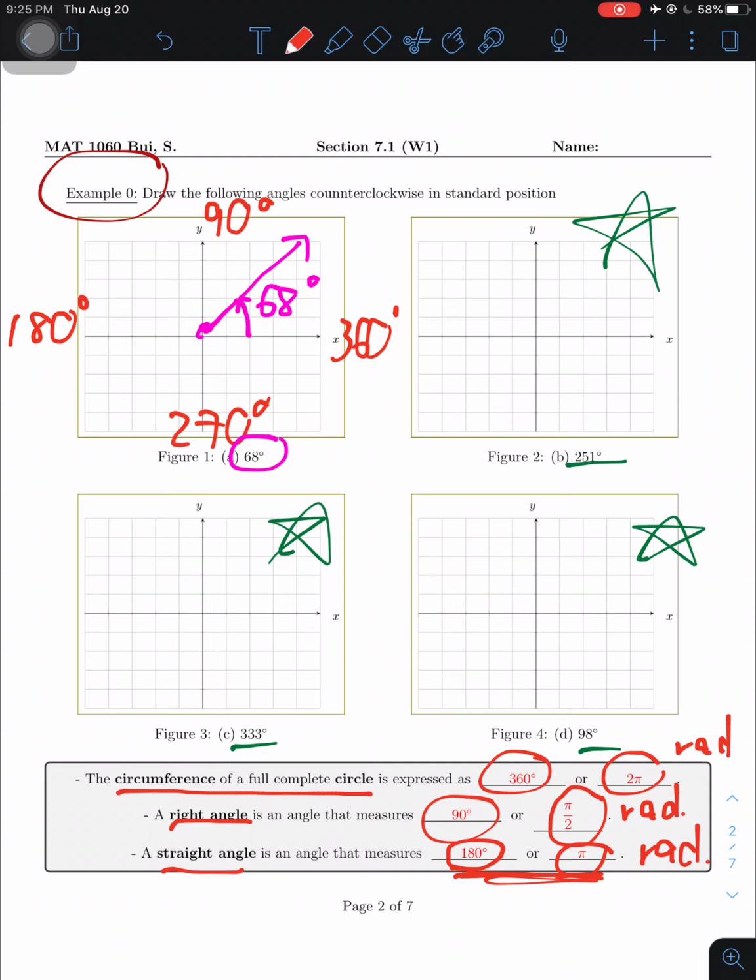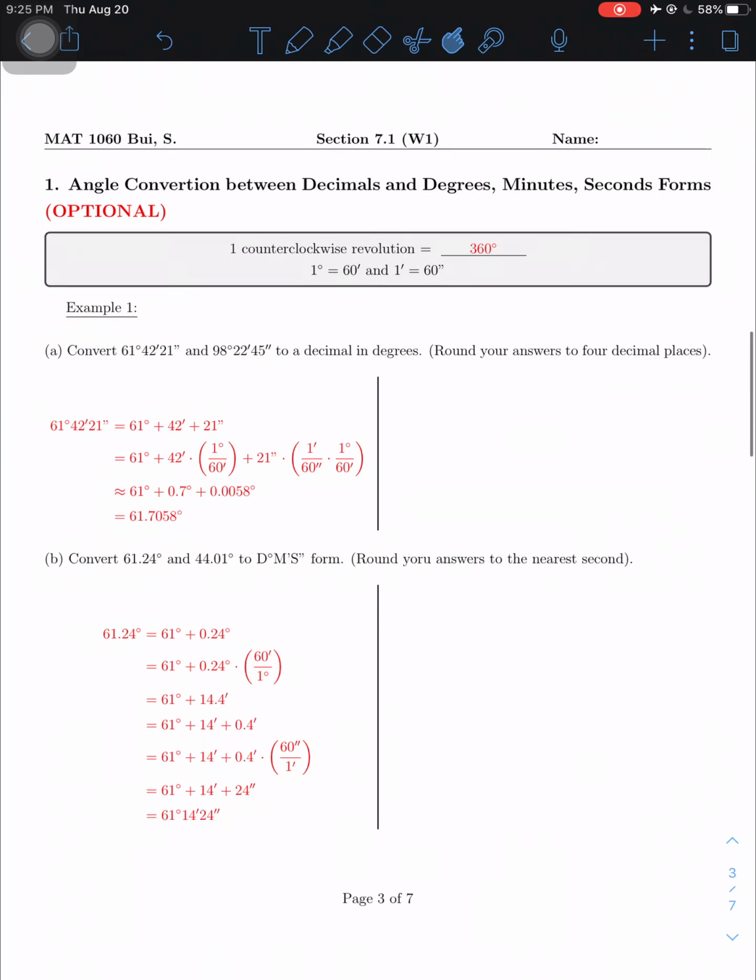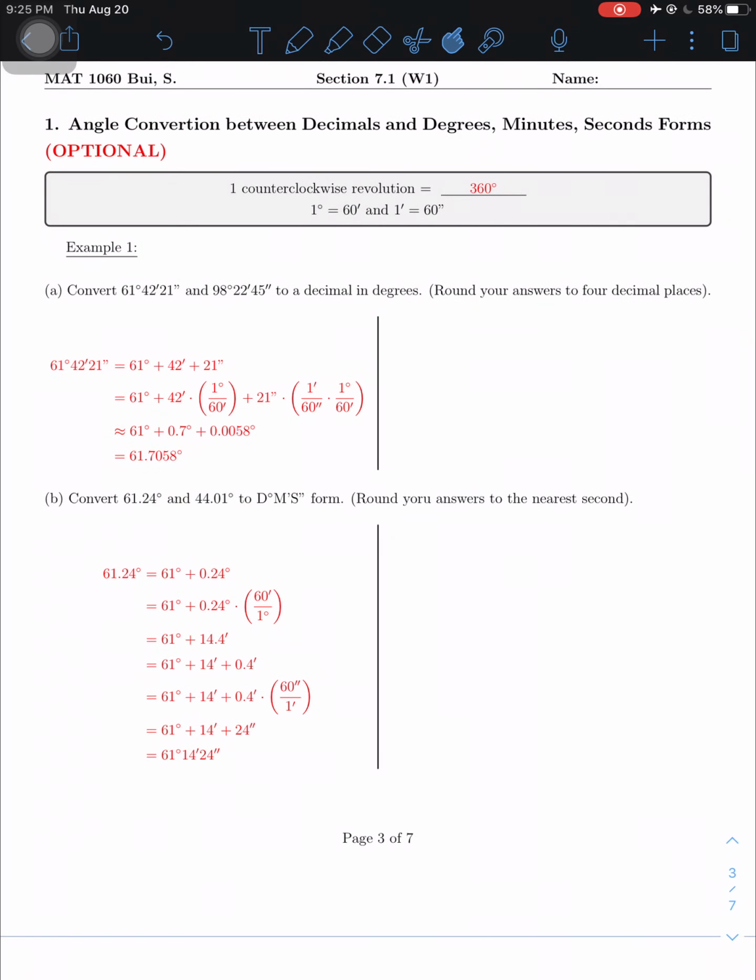So now let's get to the very first objective of the day. For this objective, some of you might be questioning what it means by optional. Whenever you see the word optional in my notes, it means that you're not going to be tested on this objective. So you're not going to be tested on angle conversion between decimal degree and degrees, minutes, seconds form. You're not going to see this on the homework. You're not going to see it on the quizzes or exams.